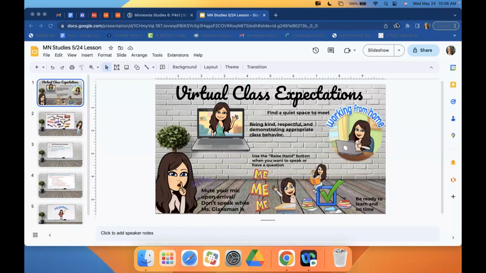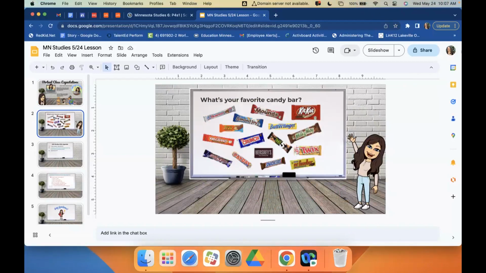So here are our virtual class expectations we view at the beginning of each class. You all do a perfect job with these, so I will move on to the icebreaker question today, which is, what is your favorite candy bar? And then you can just type that in the chat.